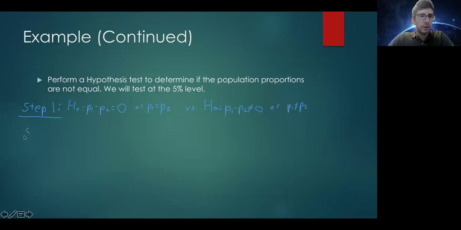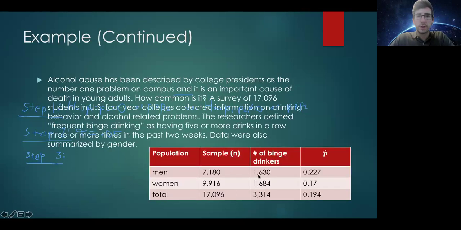Okay. In step 2, same exact as a one sample hypothesis test, right? We state our alpha, or our level of significance, which we are given is 5% or 0.05. In step 3, we want to write out all of our statistics, and we have a few more. I'm going to go back a slide and use this table to write down all of our statistics. We have a few more in these two sample problems.